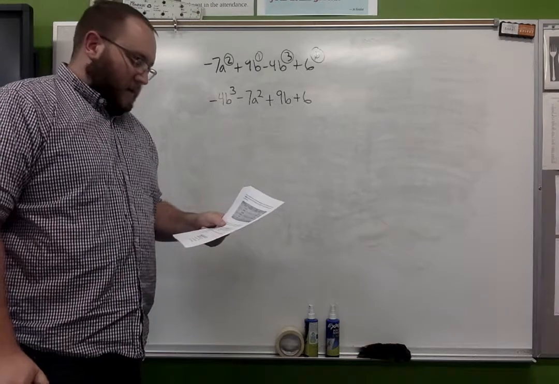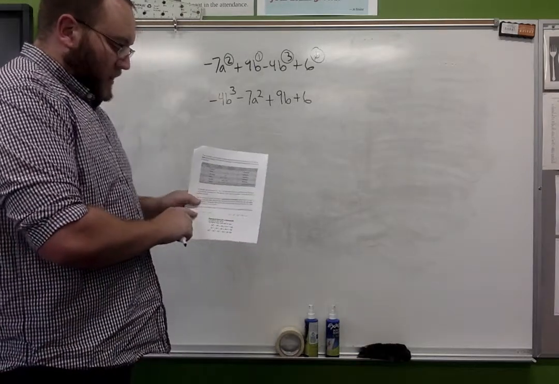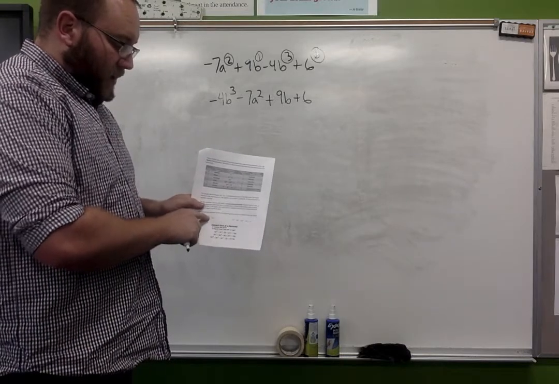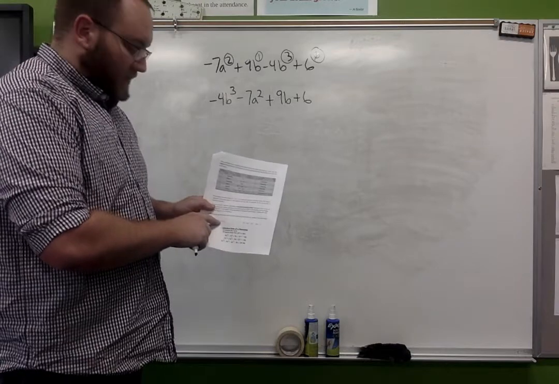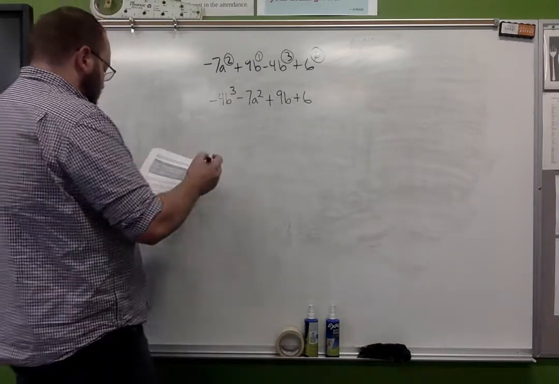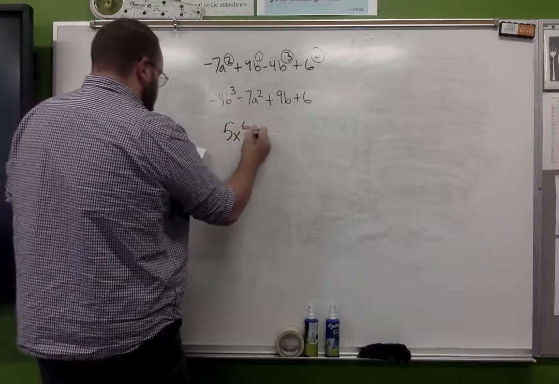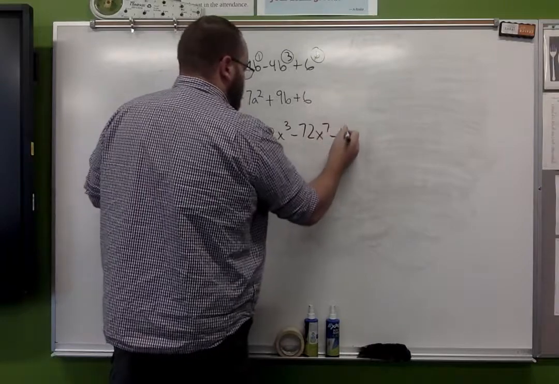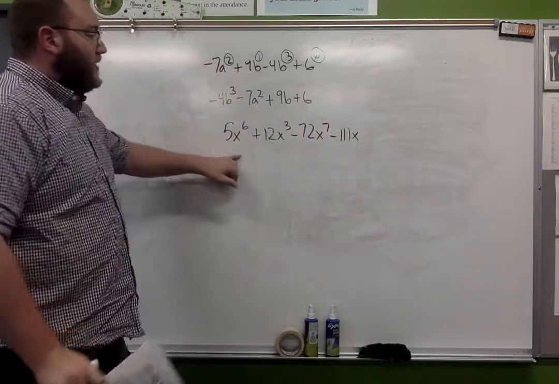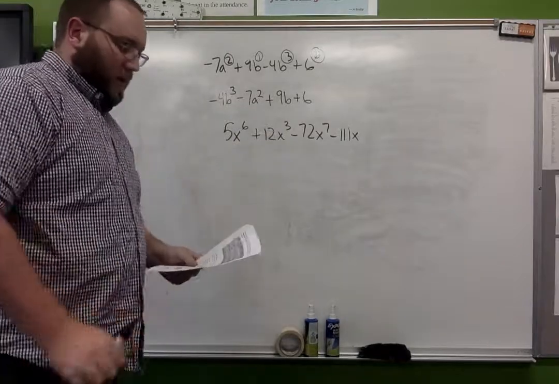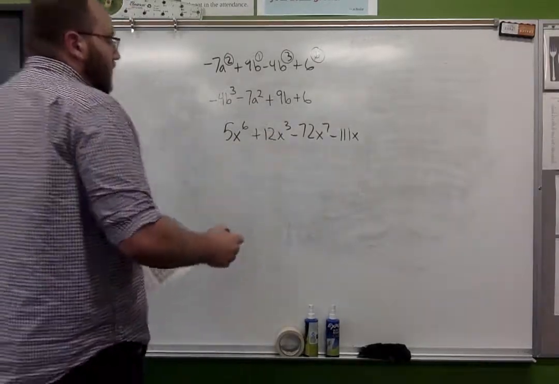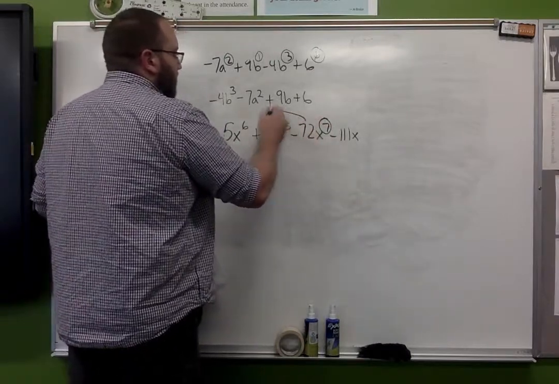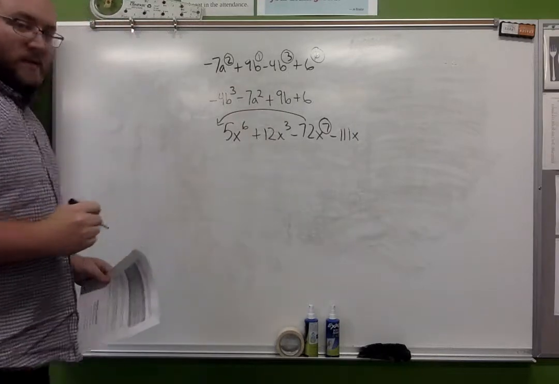All right, you should have had your answers. So the first one is not in standard form. You can see that we have negative 72x to the 7th. The exponent 7 is bigger than 6, so it should be out front. We have 5x to the 6th plus 12x to the 3rd minus 72x to the 7th minus 111x. Now all the coefficients are in descending order, but we don't care about that with standard form, right? We care about the exponents. So this 7 is bigger than the 6 and the 3. So if it was in standard form, it would be written out front. So that first one is not in standard form.